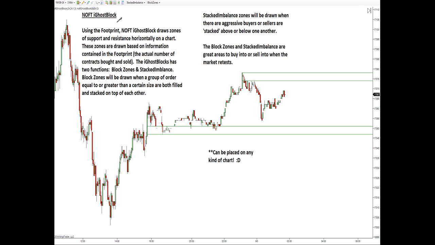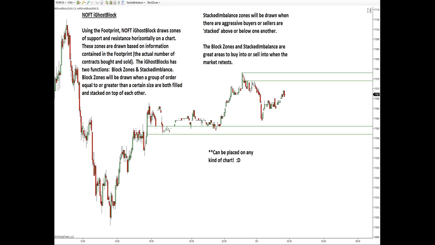This is what we call the NOF I Ghost block. This is the second main part of the engine. What this does is draw zones on the chart automatically, horizontally. These zones are drawn based on information contained in the footprint, the actual number of contracts bought or sold. The I Ghost block indicator has 2 functions. The first is block zones. The second is stacked imbalance.